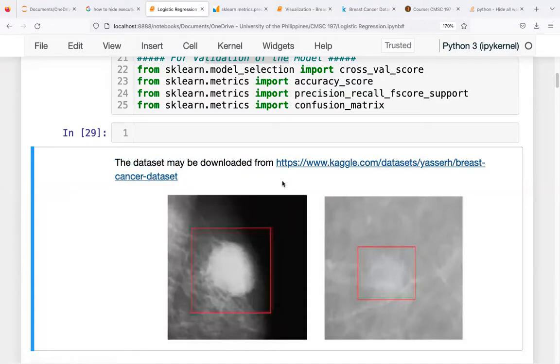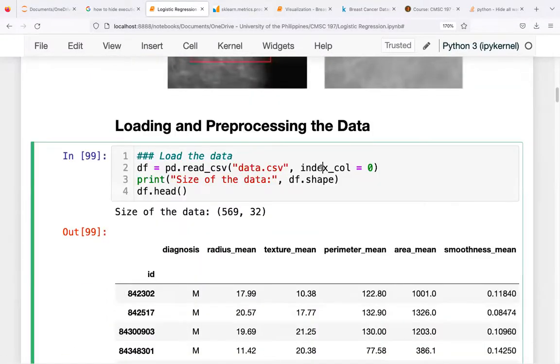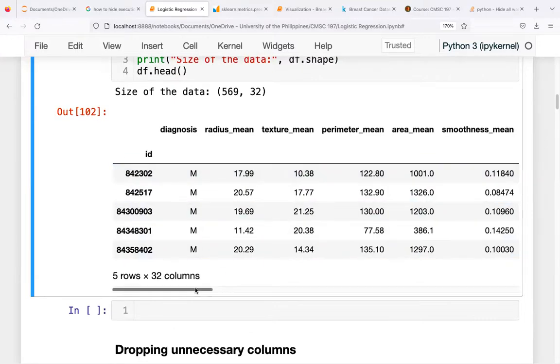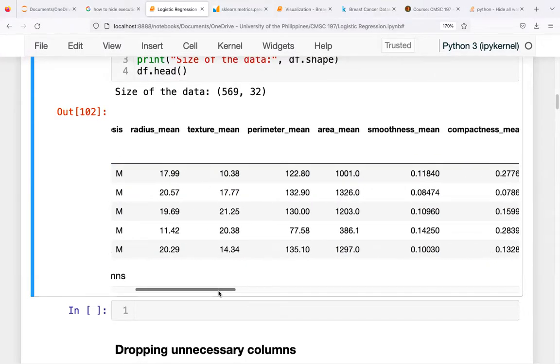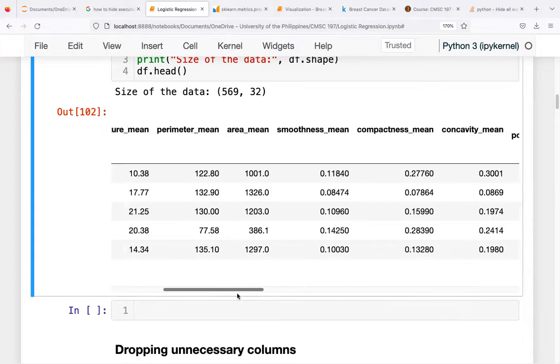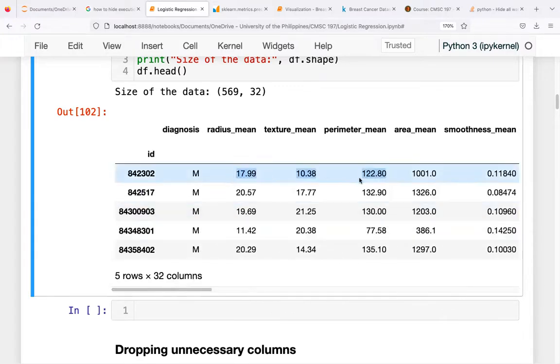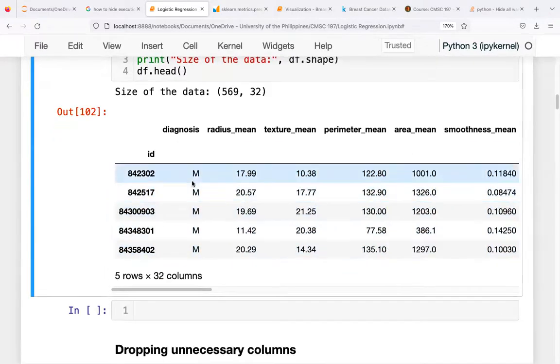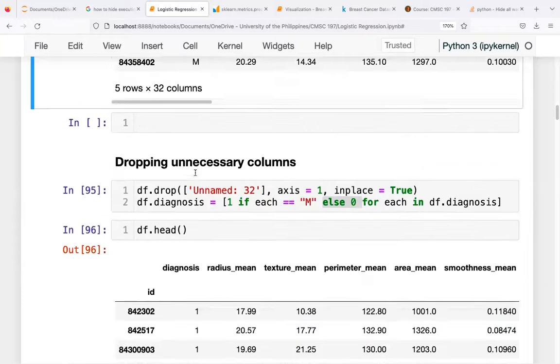the breast cancer dataset, wherein the breast cancer data contains some information about a certain tumor, like its radius, texture, perimeter, area, smoothness, etc. So each of the tumors has a corresponding diagnosis, which is M for malignant and B for benign.